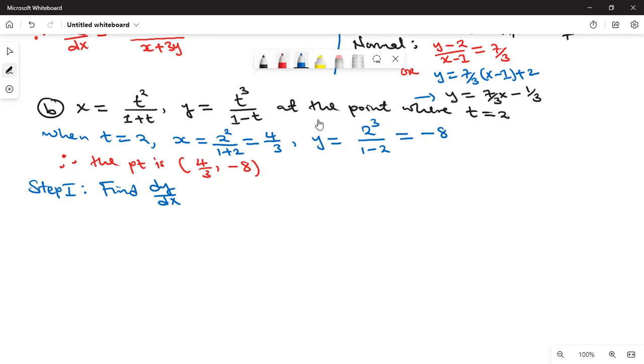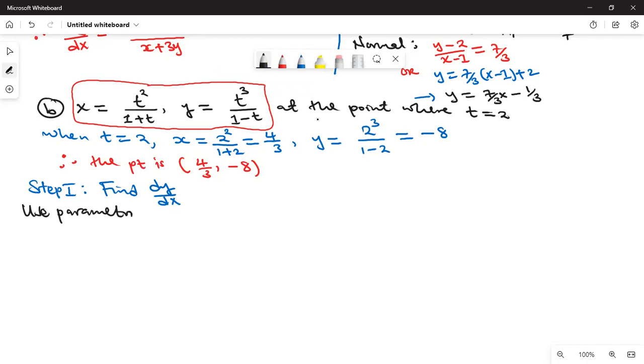So how are we going to differentiate this function? These are parametric functions, so we are going to use parametric differentiation. Why? Because we have parametric functions. x is a function of t, and y is also a function of t. So let's find those derivatives, dx/dt.